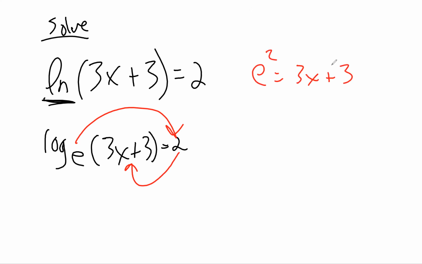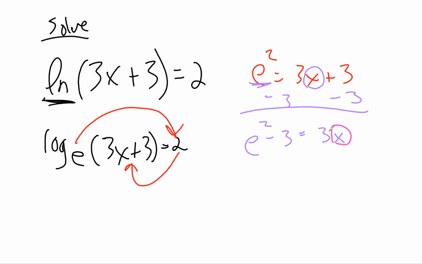Now we've talked about e, meaning this is just a button on our calculator. For right now, I don't want to do anything with it. My only goal right now is to get this x alone. So I'm going to subtract 3 from both sides. That gives me e squared minus 3 equals 3x. Again, I'm only trying to get x by itself, so I'm going to divide both sides by 3.